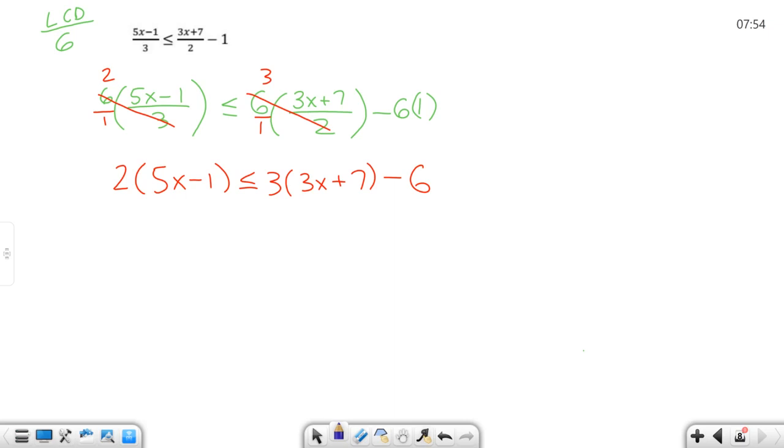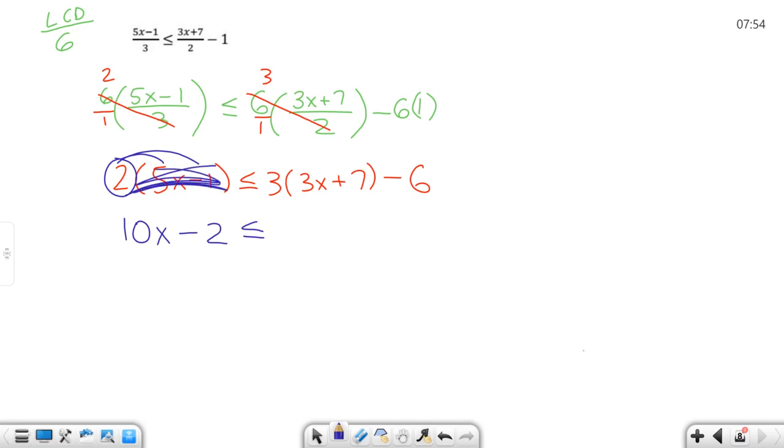So on the left-hand side, if I forget about this over here, then I've got to distribute, right? So let's do that. Distribute the 2. And again, I'm a fan of circling that. So 10x minus 2, less than or equal to. There's nothing else to do to the left-hand side, right? So now I'm ready to go to the right-hand side.